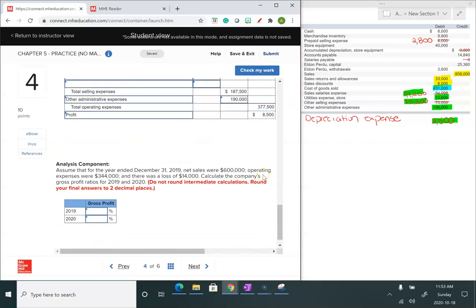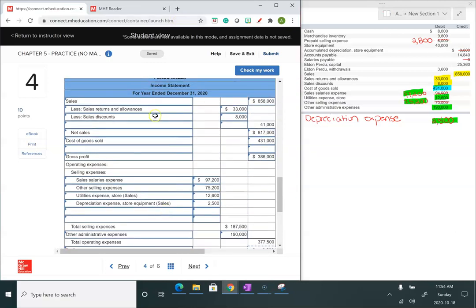And now the next step is calculating the gross margin. So it says assume that for the year ended December 31st, 2019, net sales were $600,000, operating expenses were $344,000, and there was a loss of $14,000. Calculate the company's profit ratios for 2019 and 2020. So this one was 2020.